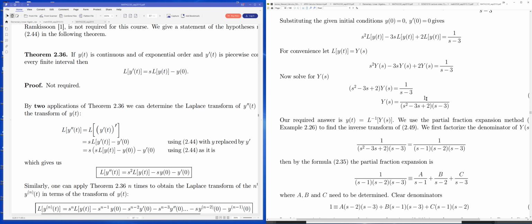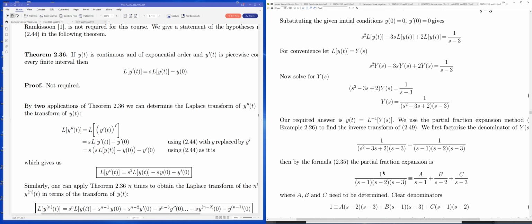This is not going to come directly from a table, so what you're going to do is use partial fractions here. In order to use partial fractions, first you try to factorize your denominator as much as possible. Here, this quadratic we can actually factor as s minus 1 times s minus 2. So overall the denominator here is s minus 1 times s minus 2 times s minus 3.